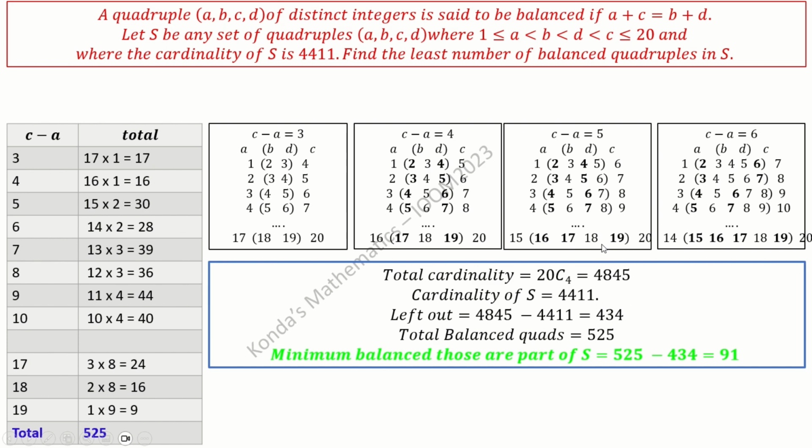What is the least number of balanced quadruples in S? That's what it's asking, right? So the minimum balanced are part of S. Those part of S are 525 minus 434. That is 91, the minimum possible balanced quadruples in S. 91. It can be more, but this is the minimum number.